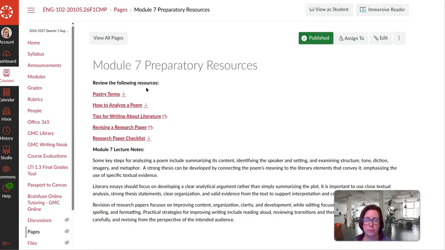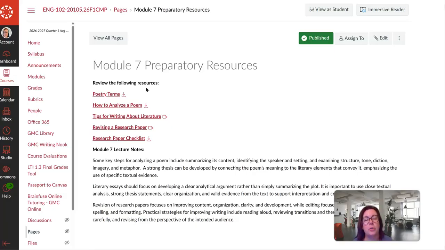There's also a different way that we look at poetry than we do a typical prose or a short story or even a drama selection. So be sure to read how to analyze a poem, because that's what you're going to be doing for the Think and Ink for this week.